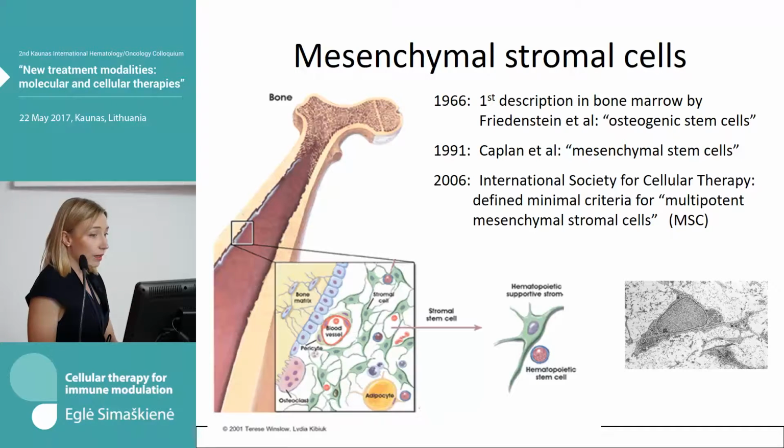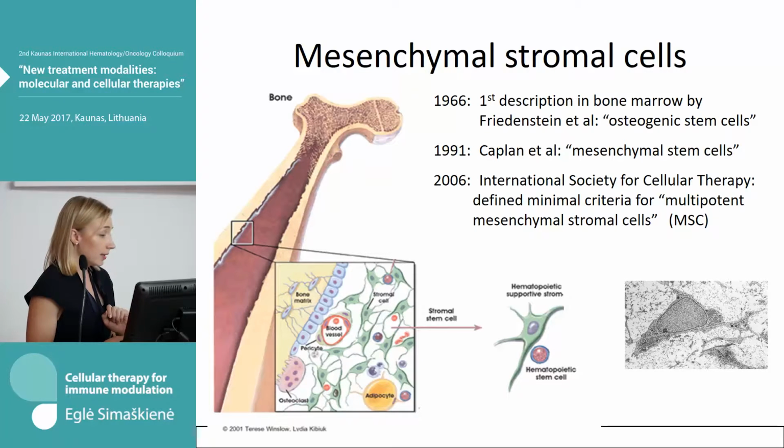The first mention of these cells was in 1966, by Friedenstein et al. They announced these cells as osteogenetic stem cells. What they did at that time was isolate and culture these cells, and they found that these cells could form ectopic bone. So they called them osteogenetic stem cells.